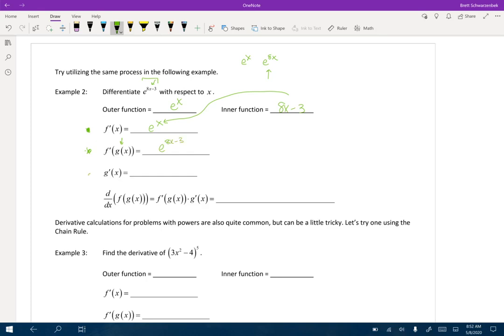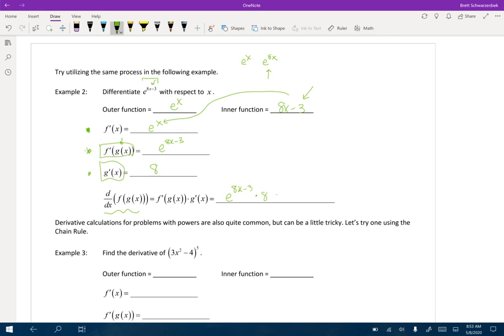Next, what is the derivative of our inner function, 8x minus 3? It's just 8 minus 0, which is 8. So therefore, again, if we want to find the derivative of this composition, we have to take this and multiply them out. So what does that look like? e to the 8x minus 3 times 8.